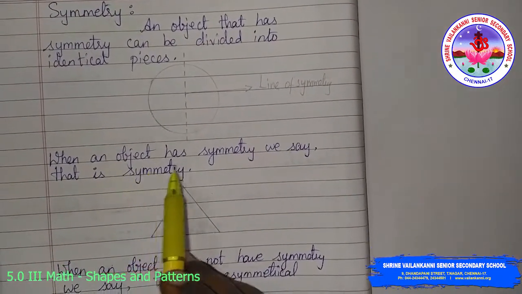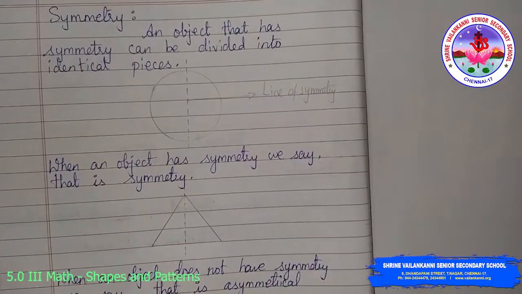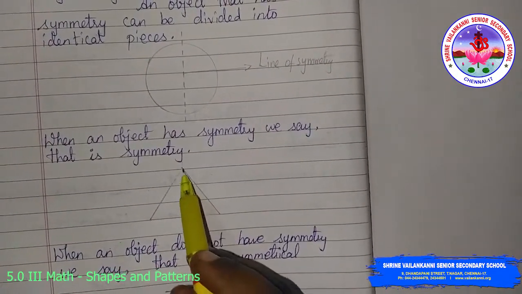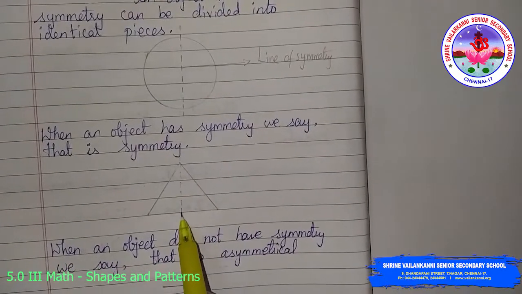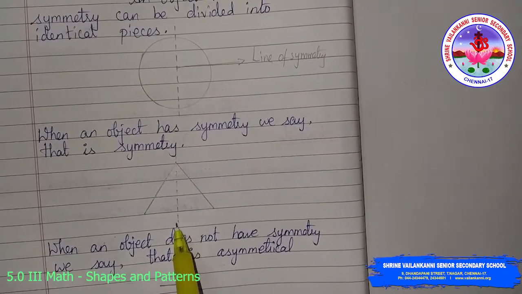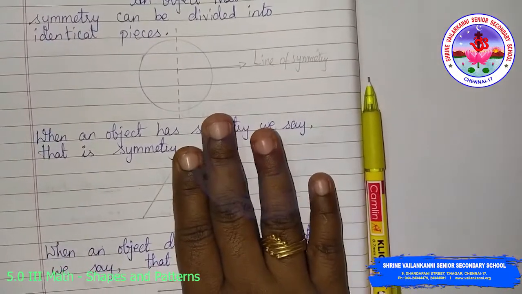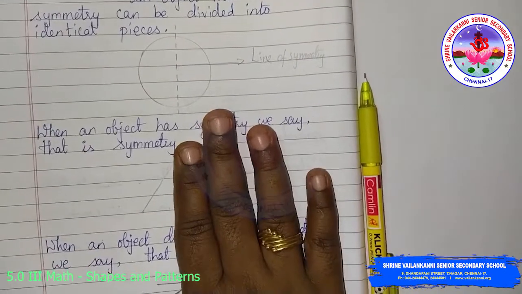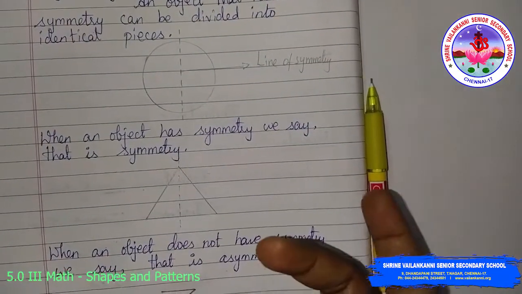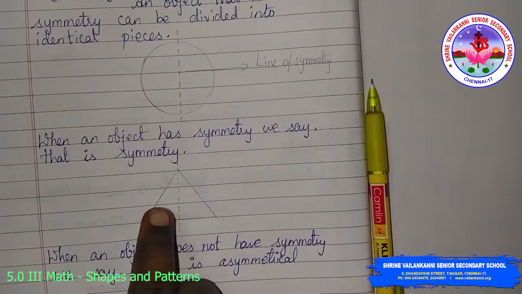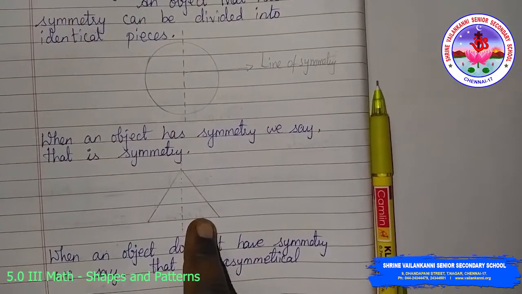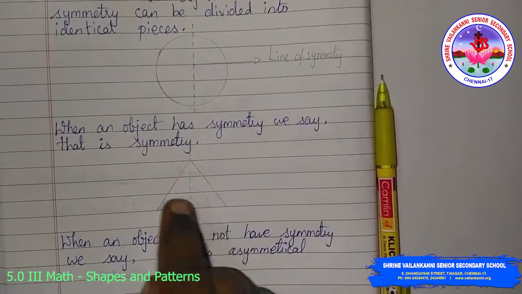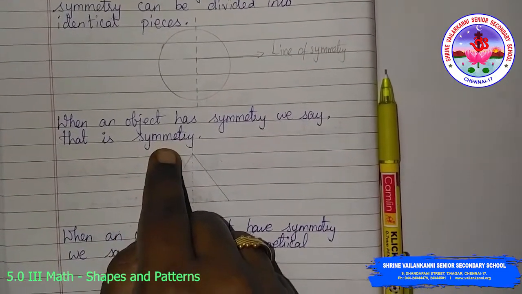When an object has symmetry, we say that it is symmetrical. For example, take the triangle shape I have drawn, with a line in the center of this picture. If I cover this part, can you see half of the triangle? Again, if I remove my hand, you can see the same object appearing on this side, which shows a mirror image. This kind of thing you call symmetry.